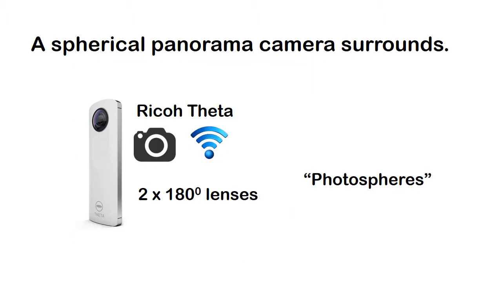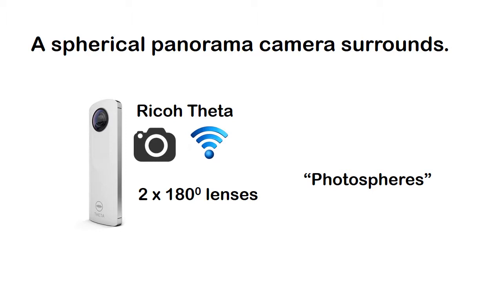The spherical panorama camera is similar to the two cameras that we just looked at. It is small, and it also communicates with Wi-Fi. This camera has a very wide view. It produces what's called a photosphere. This is a full 360-degree view.